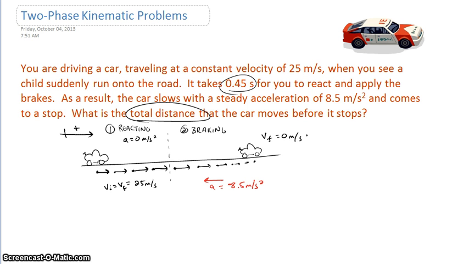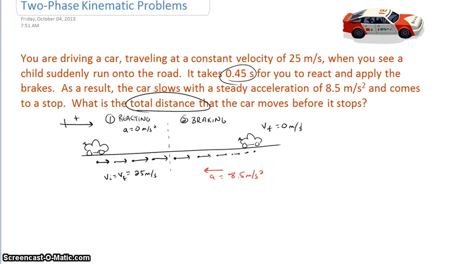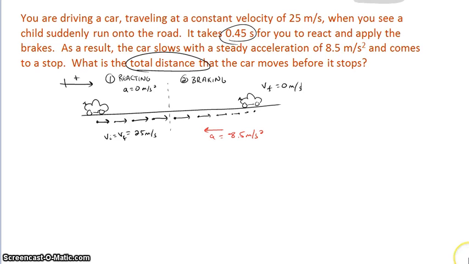So, is the kid safe? I don't know. This is very exciting. So, let's figure out what's going on with this. It's asking us to figure out the total distance that the car moves. That's from this point to this point, x total. But hopefully you can see that x total is a combination of how far it moves in this first part, phase 1, and how far it moves in the second part, phase 2.